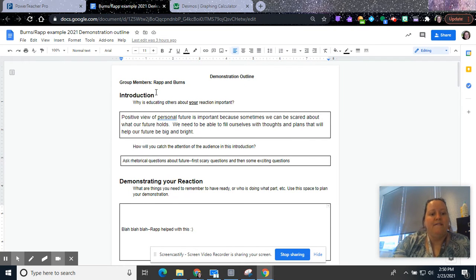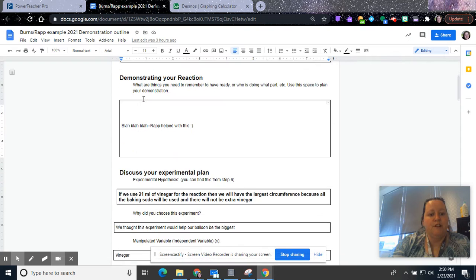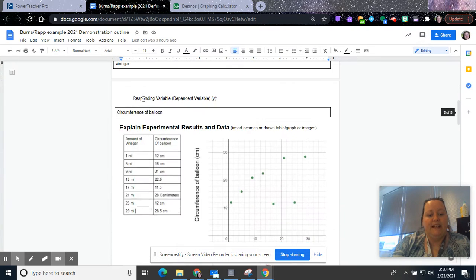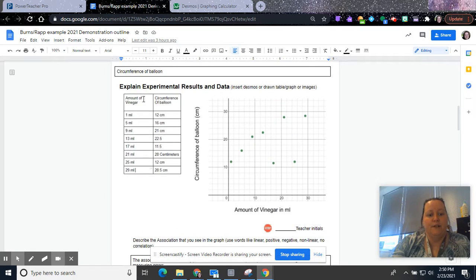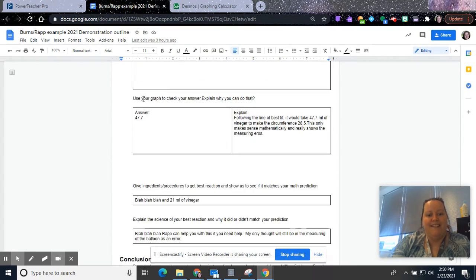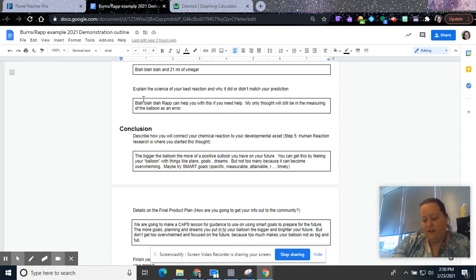So we have the big pieces. You're going to introduce your demonstration. You're going to demonstrate your reaction. You're going to discuss your experimental plan. You're going to give your experimental results and data. That's a lot of math. That's my favorite part. And then you will have a conclusion to the presentation.